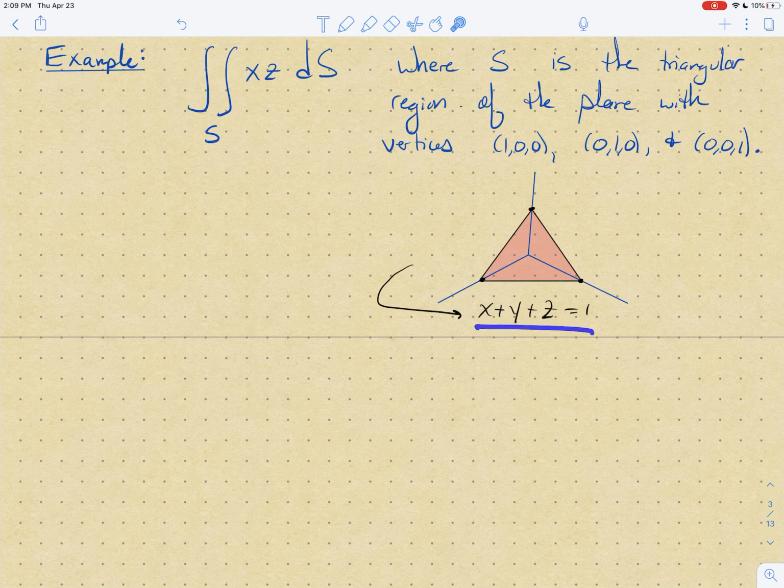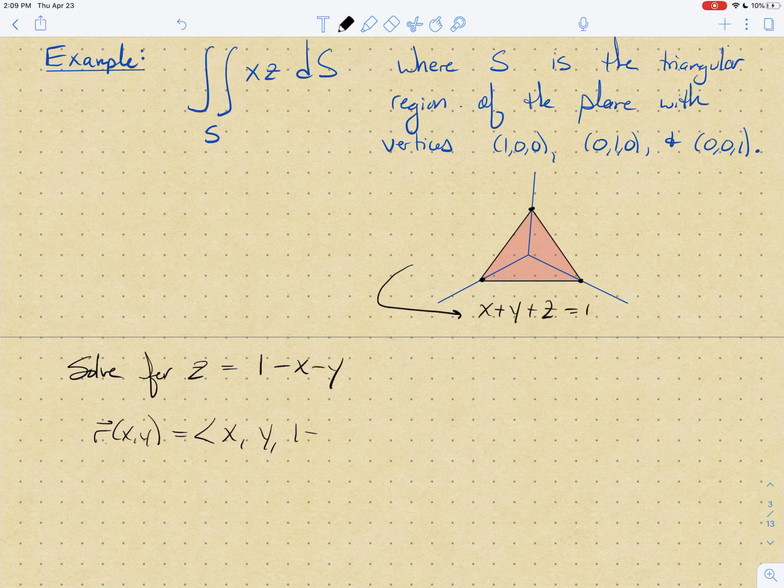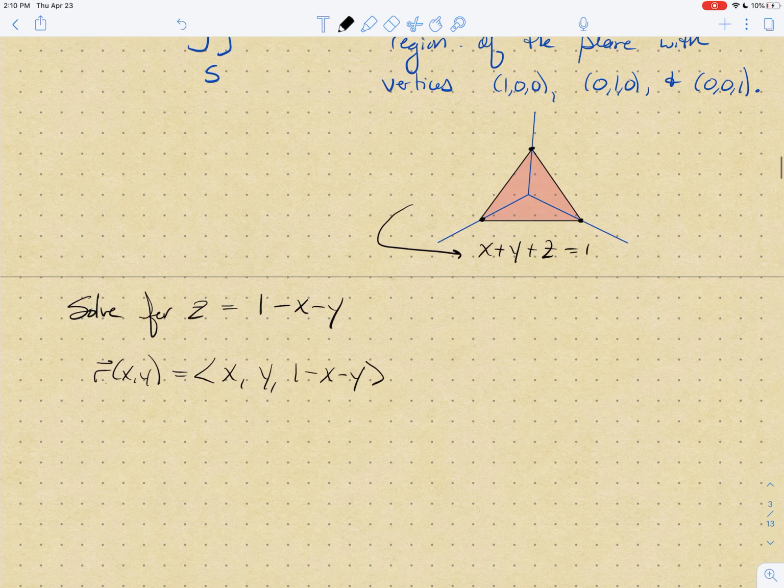Now, once you've got the equation, maybe you don't have it solved for z, but you can see that you can solve for z. And so the point is, if we solve for z, we get z is 1 minus x minus y. And now I know how to parameterize it, and I know what to do for the length of the normal vector. So let's parameterize, and so we get r of x and y. Well, x is just x, y is just y, and z is 1 minus x minus y.